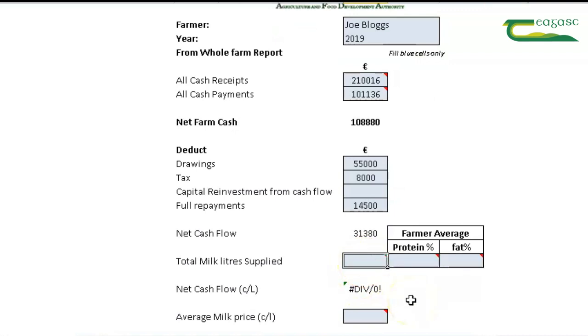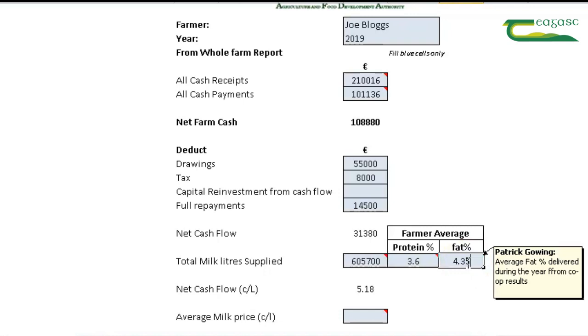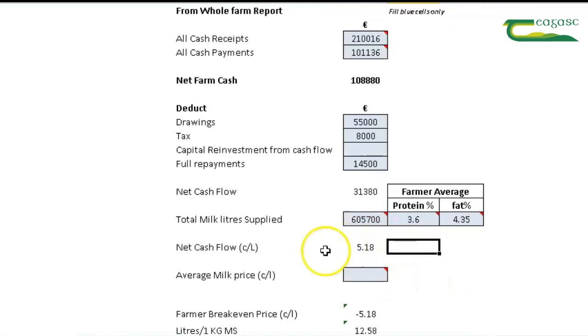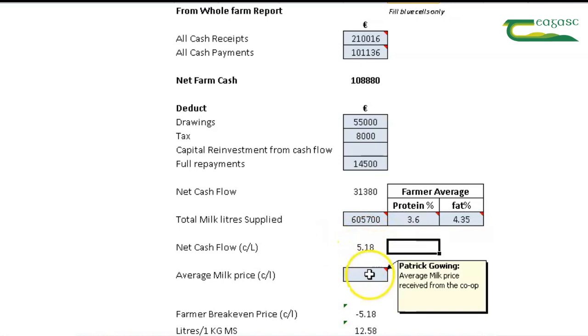Next step we do is input the total number of litres supplied to the farm during the year. And this is the figure supplied to the co-op rather than produced, so it's only the milk that you actually sent to the co-op. We then include the average protein for the year and the average fat. This gives us the net cash flow equivalence. So this is the amount of the surplus cash divided by your total litres, which gives your net cash flow in cent per litre equivalence.